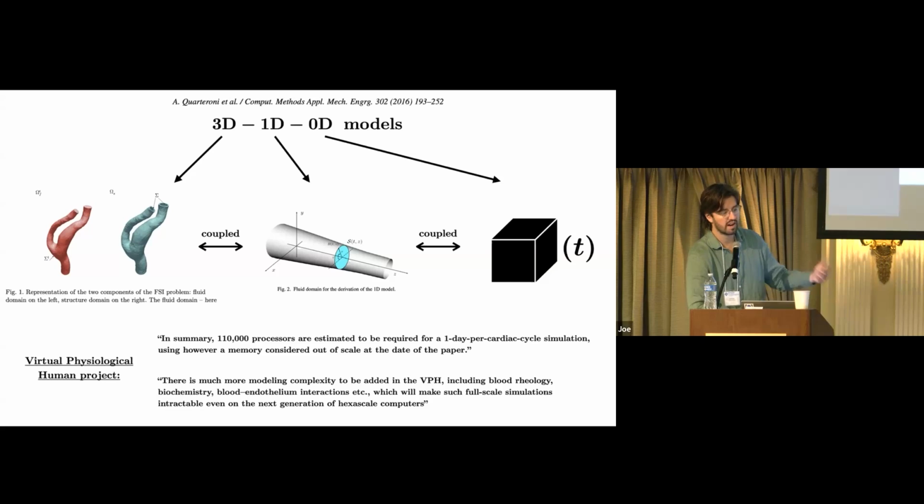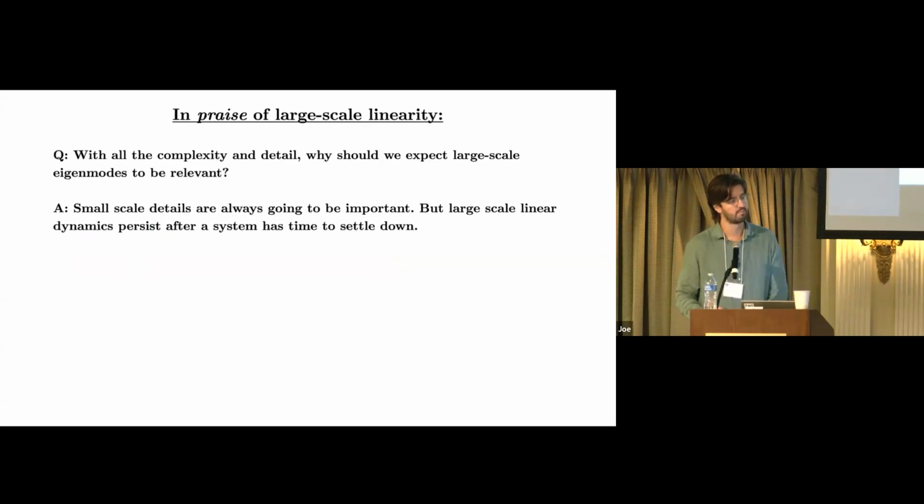And so where I sort of come in is I'm wanting to think about large-scale dynamics at this sort of one-dimensional scale in biological networks. So with all the complexity and detail in these systems, why should we expect large-scale eigenmodes to be relevant? Well, the idea is that the small-scale details are clearly always going to be important, but large-scale linear dynamics persist after the system has time to settle down.